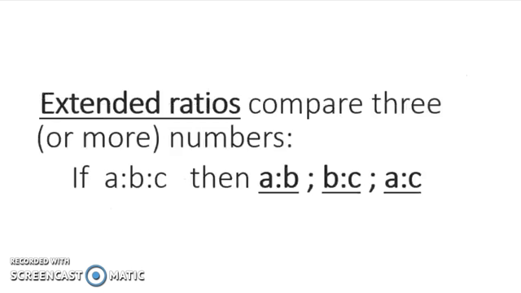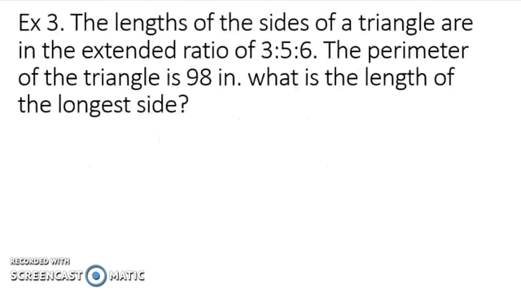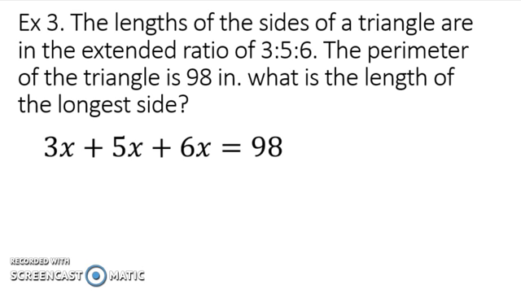Next, an extended ratio compares three numbers, A to B to C. Typically, we use this when adding to find a perimeter. So in this question, the perimeter is 98 inches, and we have 3 to 5 to 6. What that means is 3x, 5x, and 6x. Perimeter, we add them up to equal 98. Combine like terms, 3x, 5x, and 6x make 14x, and divide by 14 to get x is 7.